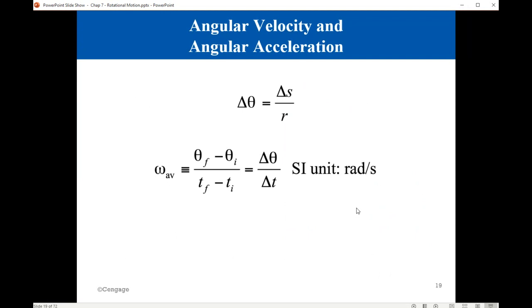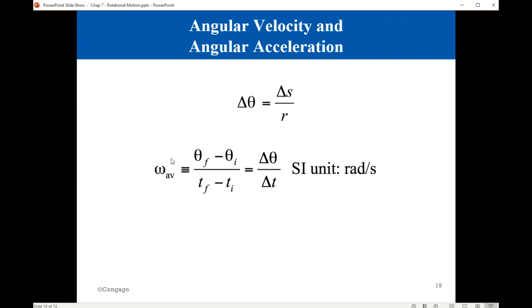We move on to learn about the angular velocity. Angular velocity is defined as the change in the angular displacement per unit time. The change in the angular displacement, the change in the angle, divided by the change in time, delta theta by delta t. Delta theta is measured in radians, and delta t is measured in seconds.